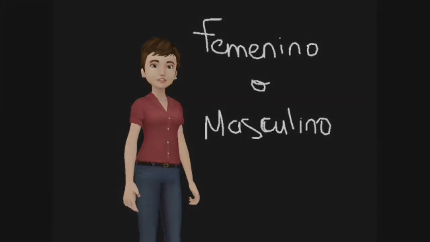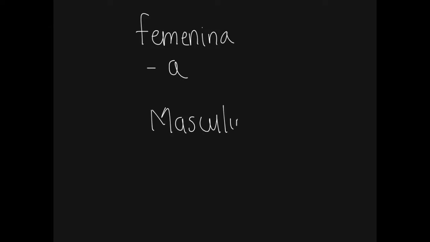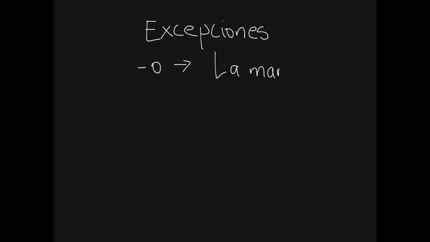So let's begin. By now, you know that when a word is feminine, it ends in A, and when a word is masculine, it ends in O. This is a general rule. However, we also have exceptions with words that end in O, such as, for instance, la mano, and with words that end in A, such as, for instance, el día or el mapa.